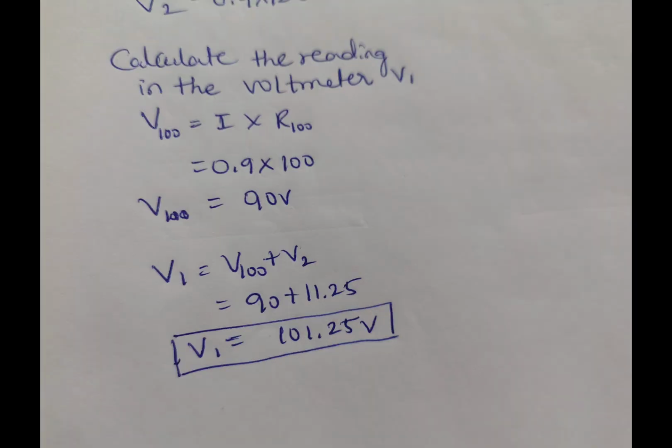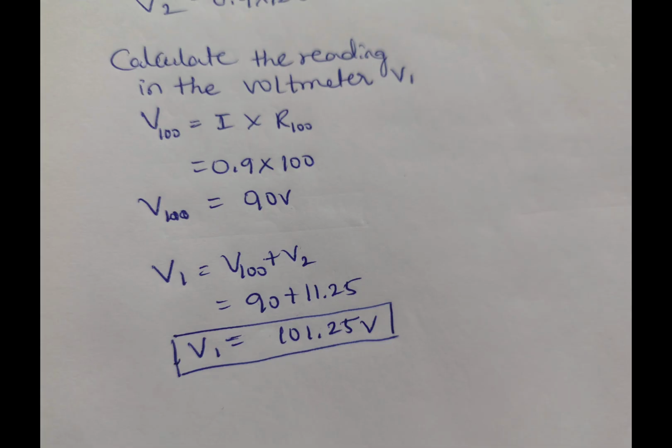Okay, next, calculate the reading in voltmeter V1. So here, voltmeter V1 is connected across 100 ohm resistor. Okay, so we know I value. Now by using this, we can find out V100. V100 is equal to I into R100. I value is 0.9. Resistance value we know, that is 100. So 0.9 into 100 is 90 volt.